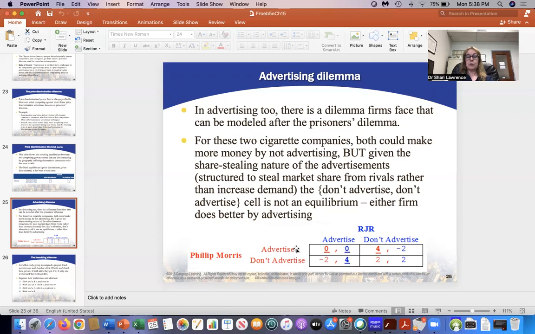Now, Philip Morris: if RJR Reynolds is going to advertise, then if they don't advertise, they're going to lose 2 million. So they've got to advertise right here. If RJR doesn't advertise, Philip Morris would like to not advertise, but if they do advertise, they can make 4 million. So they're going to do this. So again, you've got your two things circled here. So they're both going to advertise.